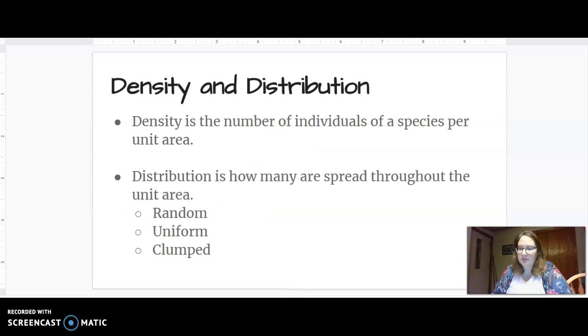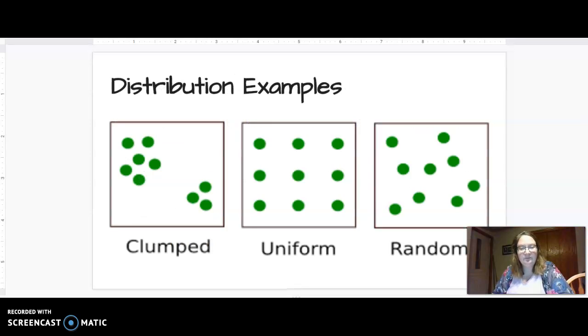Okay, so density and distribution. We talked a little bit about this in class. Density is the number of individuals per square unit area or per unit area. And then distribution is how they're spread out throughout the unit area. So there's 3 different ways that populations can be distributed. They can be clumped, uniform, or random. You'll notice that in clumped, it's clumped. There's 1, 2, 3, 4, 5, 6 over here and 3 over here. In uniform, it's exactly 3 by 3. And then random, there's absolutely no order. It's just totally random.